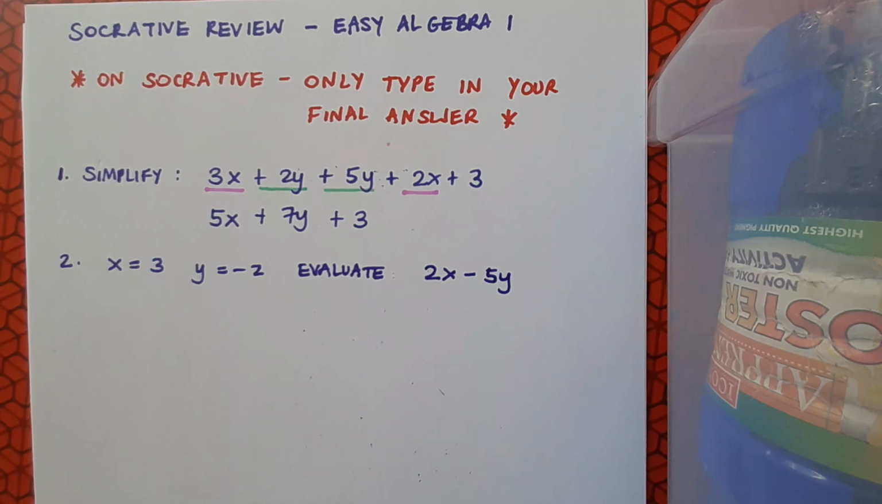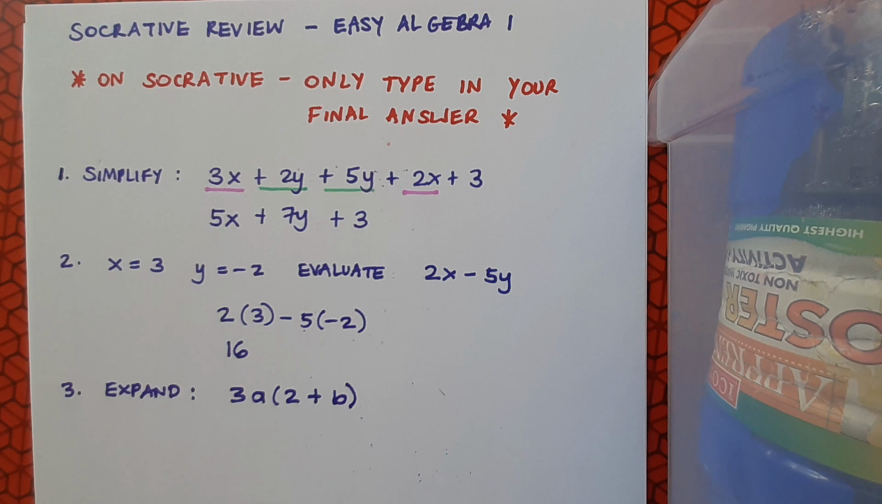Question 2 is an evaluation question. So I'm substituting. I'm told that x = 3 and y = -2, and I want to evaluate 2x - 5y. This just means that I replace the x and the y with the values 3 and -2 and make sure to put them in brackets. So my calculation looks like this, and then I can type this directly into the calculator to get a solution. So 16 is the solution for question 2.